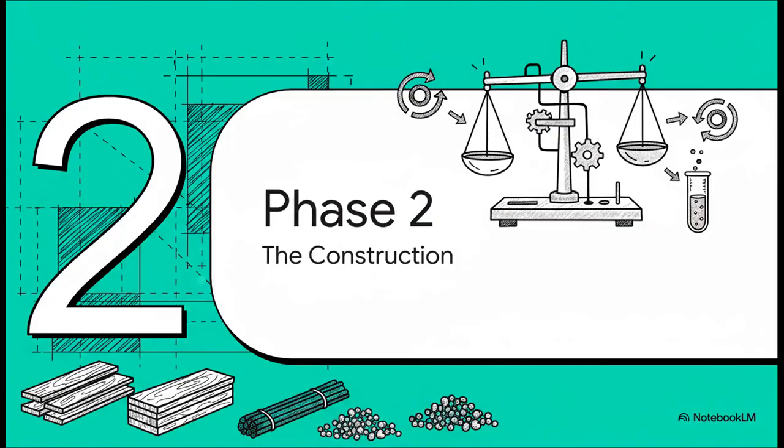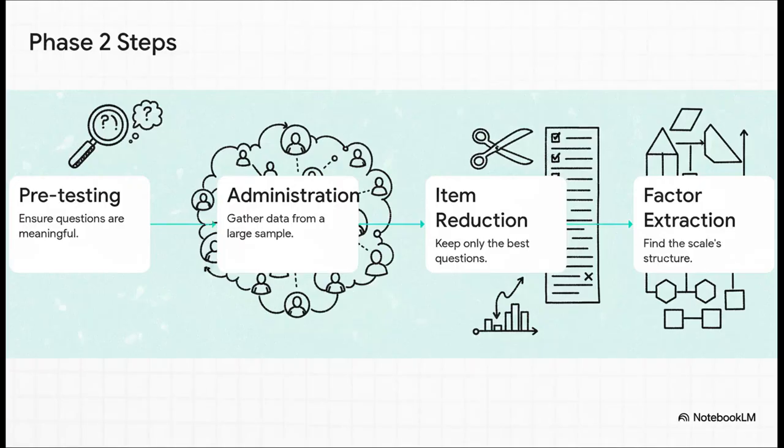All right, blueprint's done, raw materials are gathered. Now it's time for the actual construction. This is phase 2, where we start putting together the prototype of our scale and running the very first round of tests. So this part has 4 big steps. First, we pre-test the questions to make sure people understand them. Then, we give the survey to a whole bunch of people. After that, we use stats to chop down the number of questions. And finally, we try to uncover the scale's hidden structure.